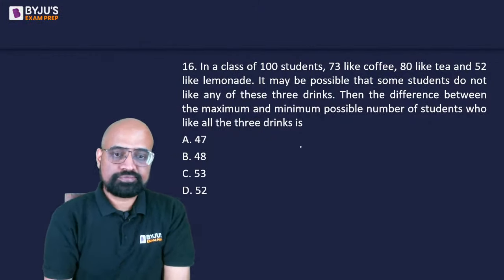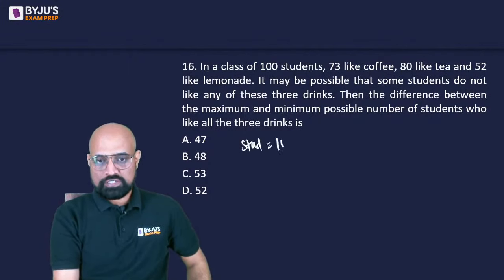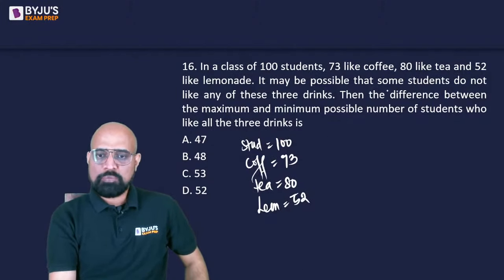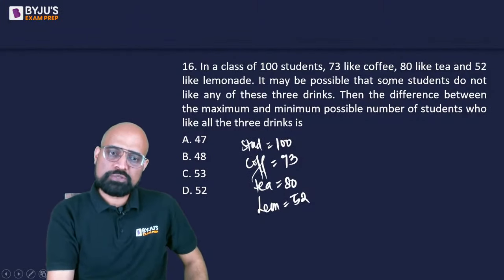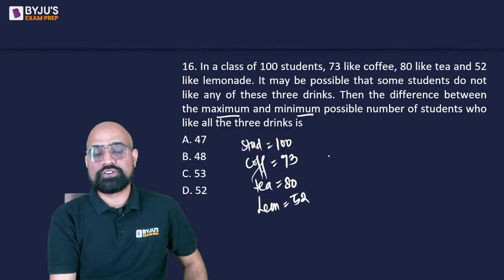Next question. In a class of 100 students, 73 like coffee. So total students we have is 100. 73 like coffee, 80 like tea, and lemonade is liked by 52 of them. It may be possible that some students do not like any of these 3 drinks. Then the difference between the maximum and minimum possible number of students who like all 3 drinks.